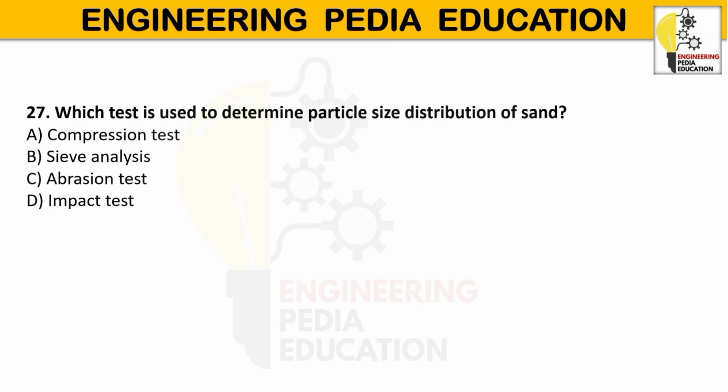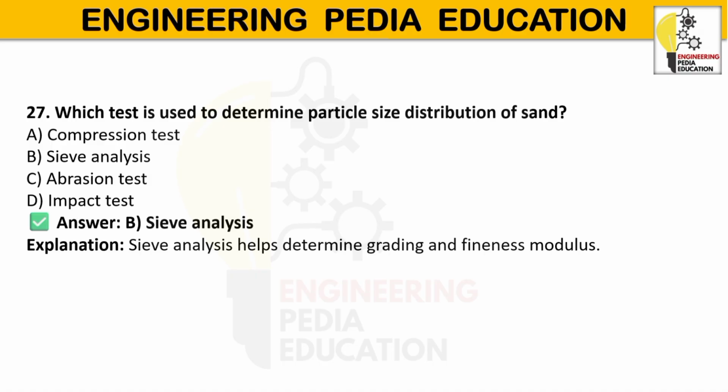Which test is used to determine the size distribution of sand? Compression, sieve, abrasion, impact. So the correct answer is sieve analysis. Sieve analysis helps in determining grading and fineness modulus. In this, particle size distribution is considered, and the difference between fine and coarse sand is also made with the help of sieve analysis. If it passes through the 4.75 mm sieve, it is called fine aggregate, and if retained on the 4.75 mm sieve, it is called coarse aggregate.